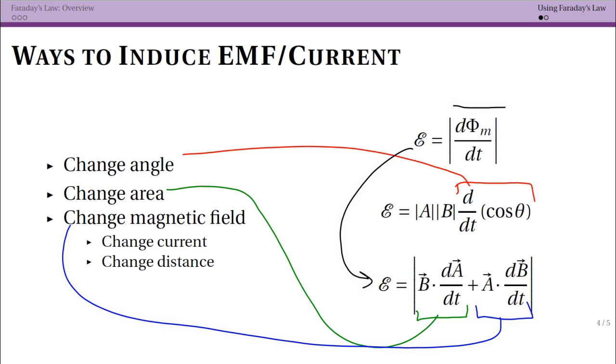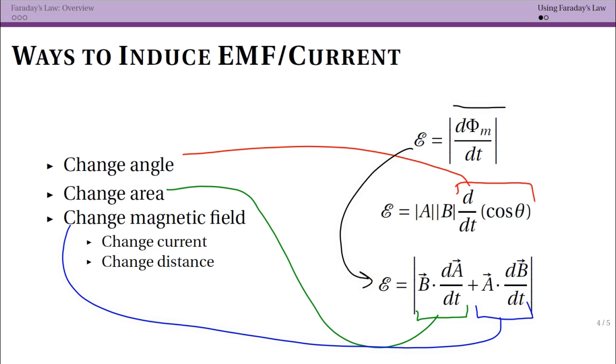Now, changing the magnetic field, there's actually a couple different ways to do that. One is to change the current. If you have a loop or a solenoid, i.e. an electromagnet, generating your magnetic field, then increasing or decreasing the current will therefore change the magnetic field. You'll see that a lot, and we're about to do an example with that.